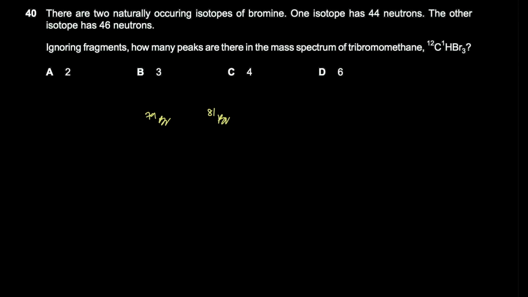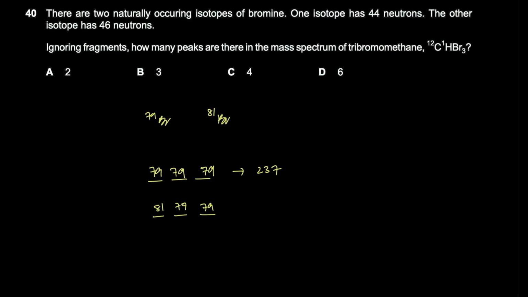Now, if we have three bromines, they could all be 79, right? We don't have to consider the carbons and the hydrogens because they've said that we're only going to have carbon 12 and only hydrogen 1. So we only have to think about bromines. The three bromines could be 3 79s, and they're going to add up to 237. Or we could have 1 81 and 2 79s.